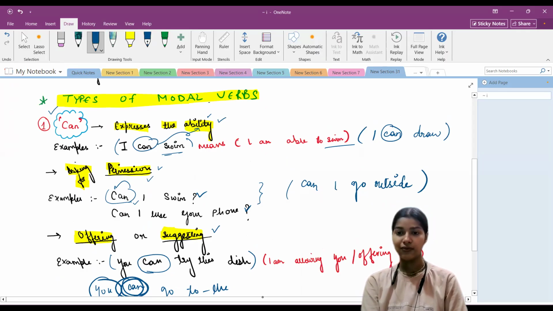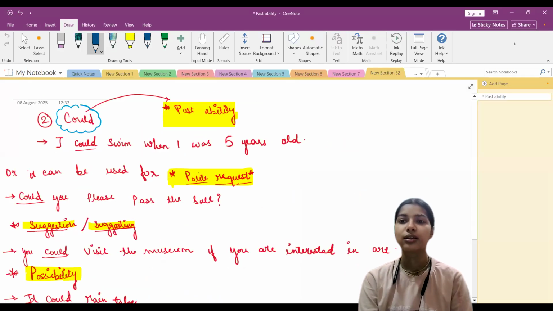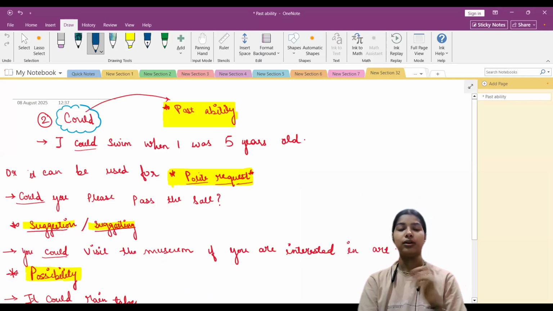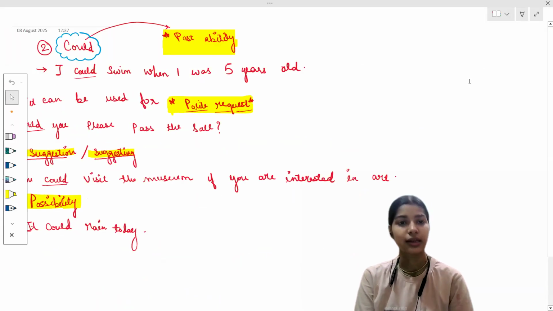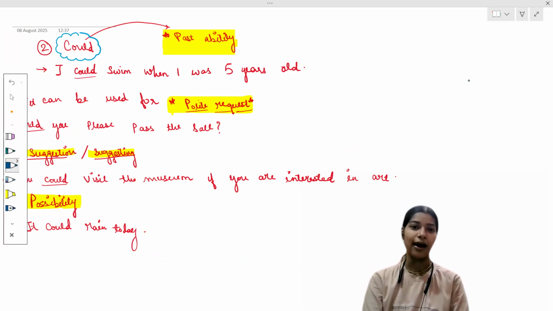Next, let's see. The next thing we are going to learn is another type of modal, that is could. Actually, we have learned can. Now it is could. You can see the brother of can.